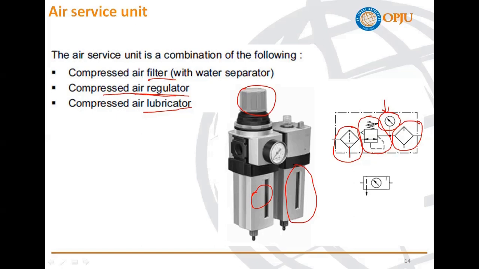That is nothing but the air service unit, which consists of the filter, regulator and lubricator. These three symbols can be represented by a single symbol: here it is a filter, here a regulator, and the third one is called a lubricator. This symbol is most important for an engineer, because he can learn the meaning of each and every symbol, and then he can understand the circuit diagram.